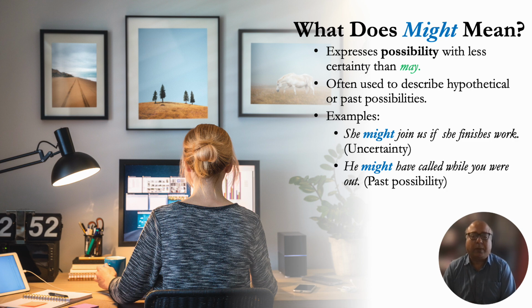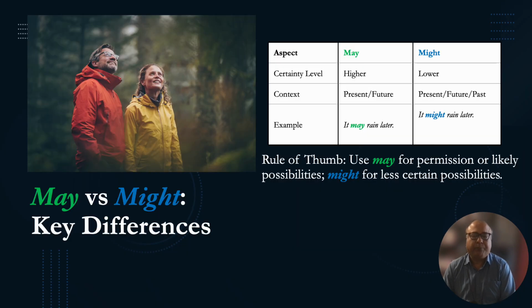He might have called while you were out. And the speaker does not know for sure, but it's a past possibility. He might have called. Maybe he didn't. Maybe he did. Okay? So that is might. Okay. So let's take a quick look on the key differences between may and might. At the certainty level, may is higher than might. Right? May is more certain, more possible than might.